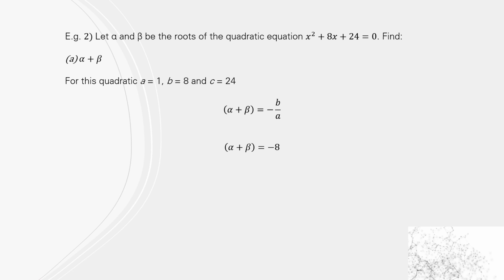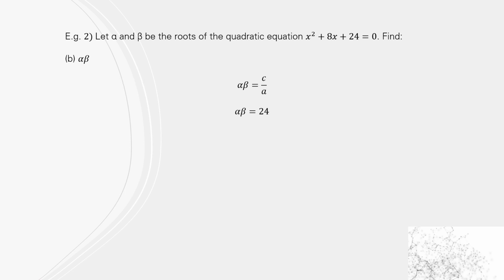So for this quadratic, a is 1, b is 8, and c is 24. So for part A, alpha plus beta is minus b on a, so that's minus 8 on 1, or just minus 8. The product is c on a, so c is 24, a is 1, so 24 on 1, so the product is 24.